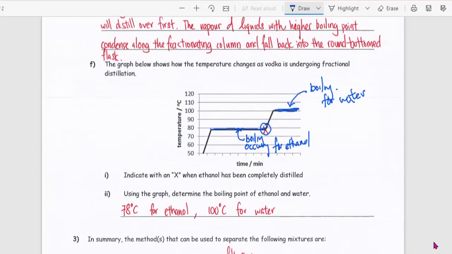Do take note, determine the boiling point. You can see here, this is about 80 degrees, also can. But typically, if you measure it correctly, it should be about 78. And the water will be 100, obviously.